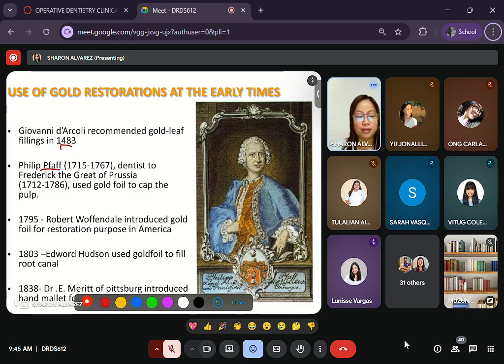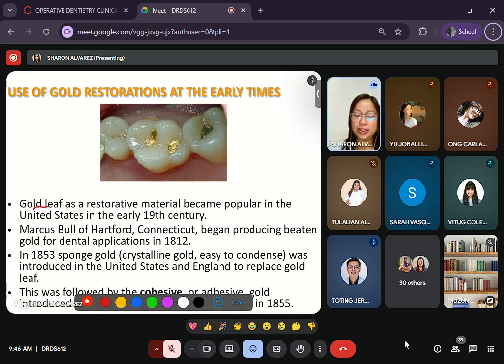In 1795, it was reported that Robert Wolfendale introduced gold foil for restoration in America, in the US. In 1803, Edward Hudson used gold foil as a direct filling for root canals. And in 1838, Dr. Merritt of Pittsburgh introduced the technique of using a hand mallet for placing the restoration. So gold leaf was used as a restorative material and became popular in the US during the 19th century.